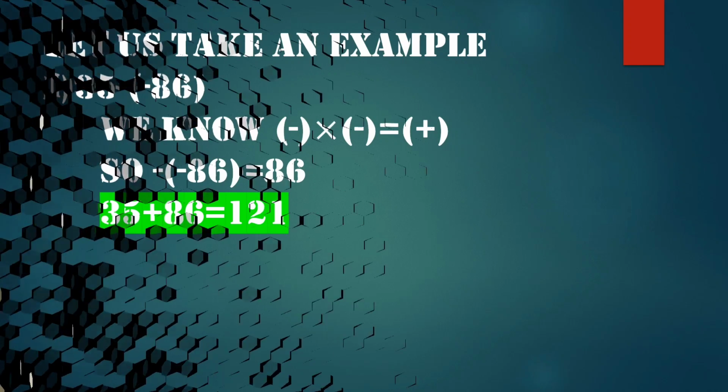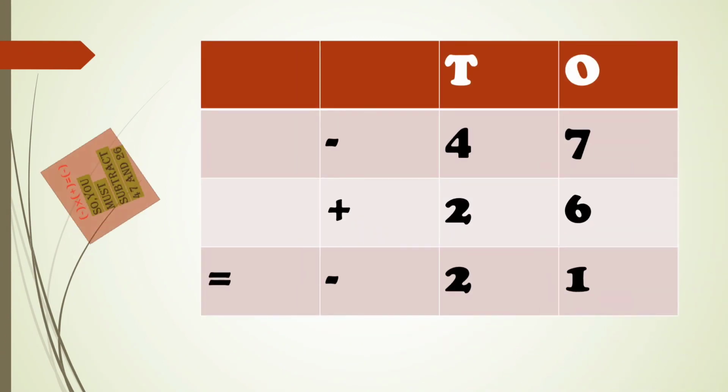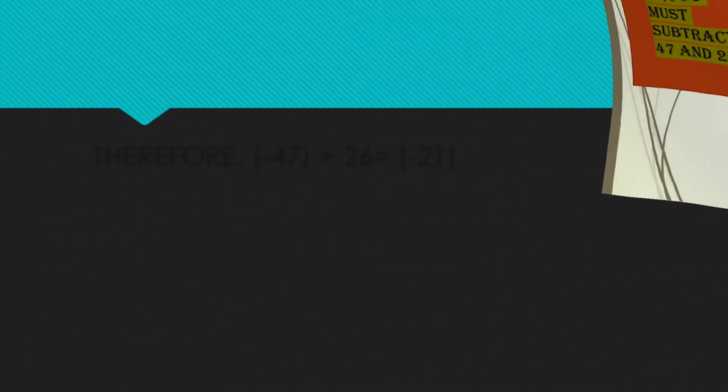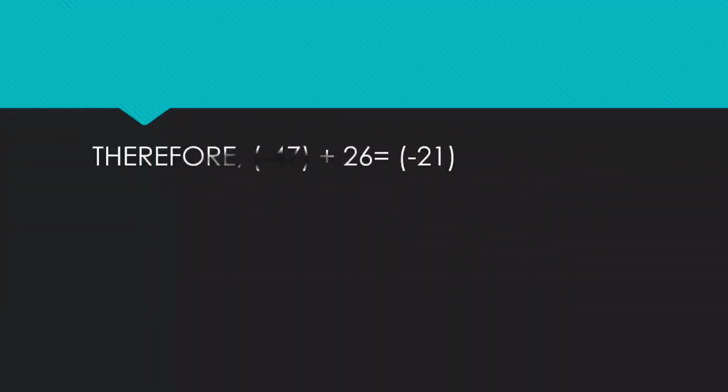We have another example, minus 47 plus 26. Since the signs are different, we subtract. So 47 minus 26 is equal to 21, and we take the sign of the greatest number. The greatest number is 47 and it has a negative sign, so the answer will definitely be negative. Therefore minus 47 plus 26 is equal to minus 21.